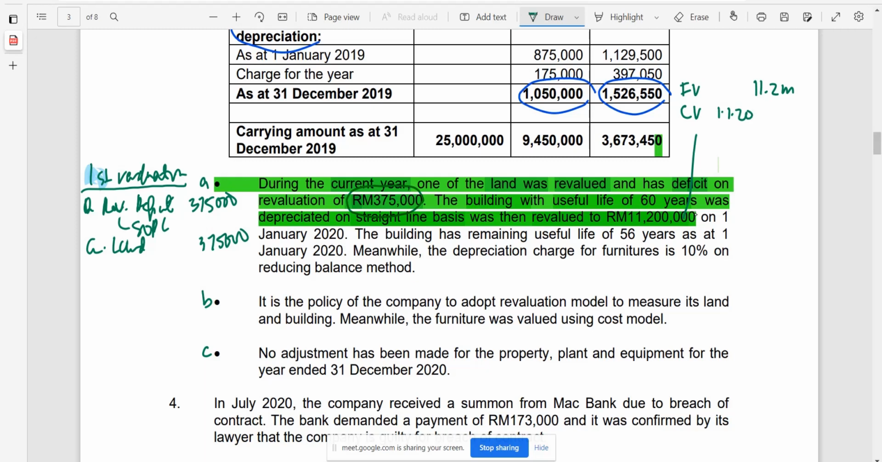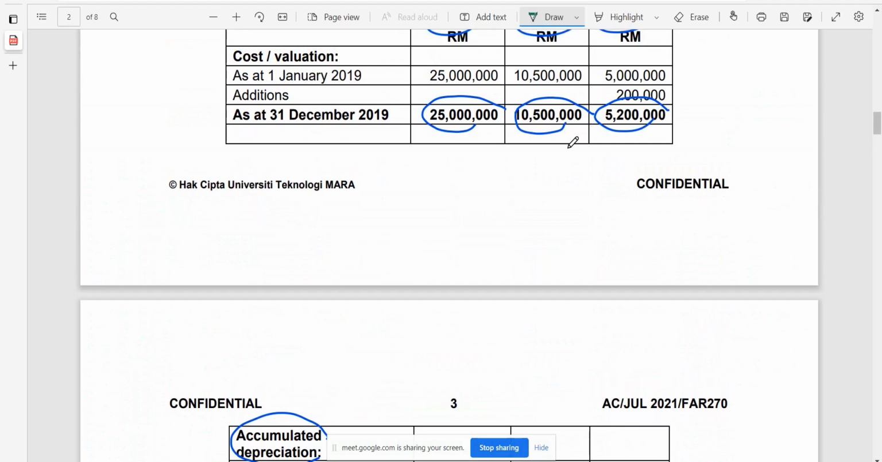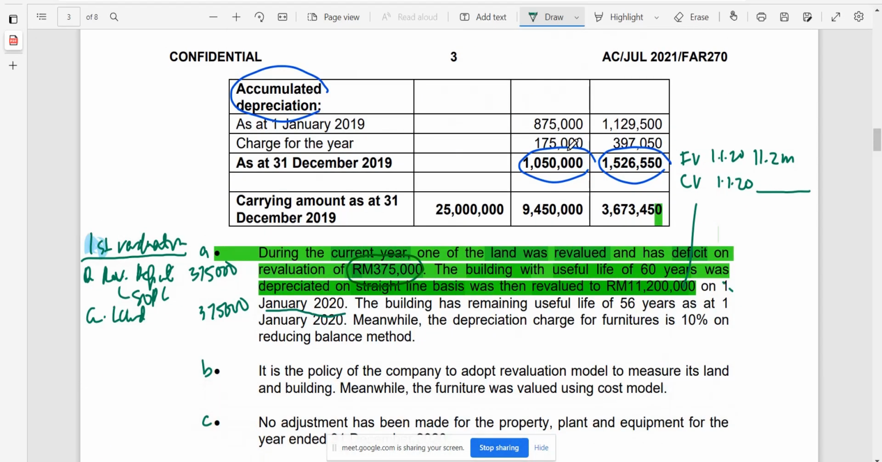Why 1st of January 20? Because the revaluation is on this date, and the fair value given to you was also on 1st of January 20. Your target is to find the surplus or deficit. To do that, you need to find the carrying value on that date. It is actually very direct in this question since it is given.